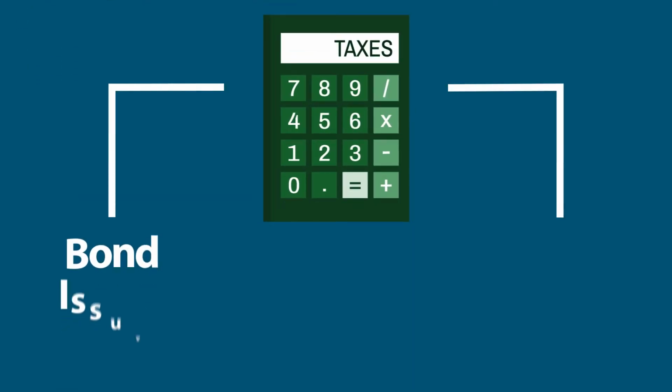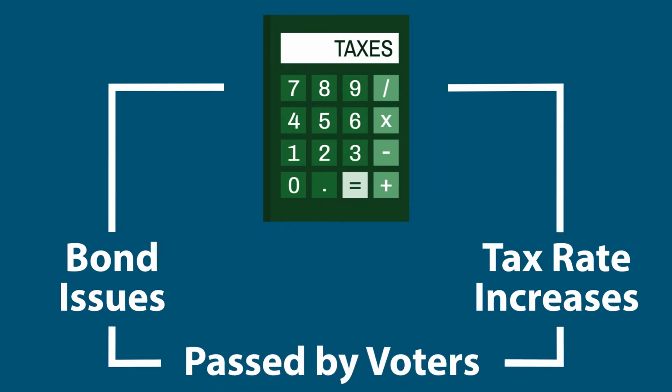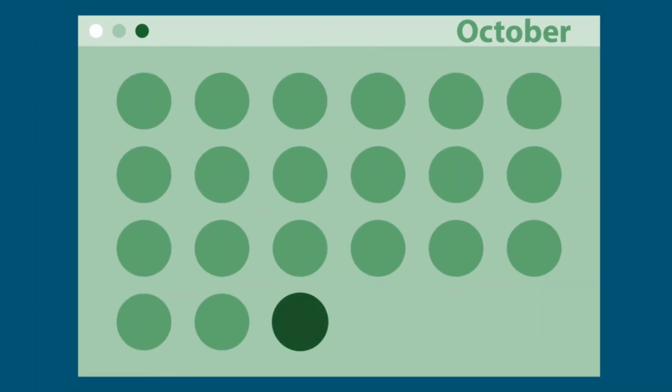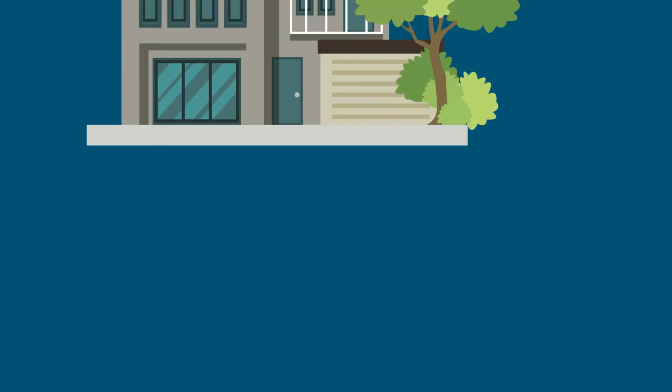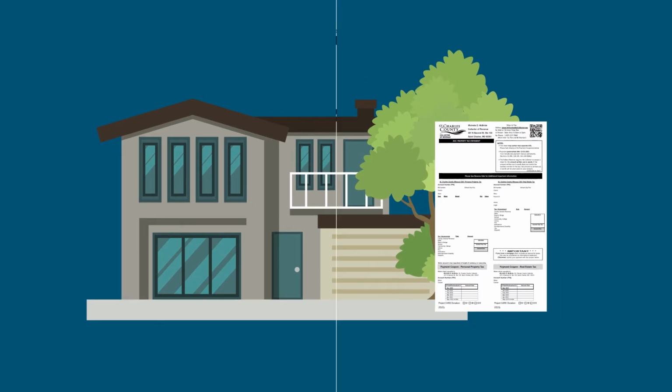The amount of taxes you owe will be impacted by certain bond measures or tax rate increases passed by voters in the political subdivisions listed, including measures passed by October 31st in the same calendar year. Now, let's go over what each of these political subdivisions are and what your taxes support.